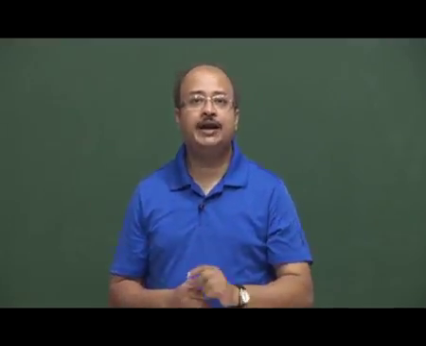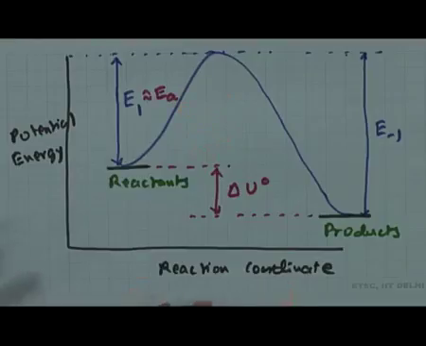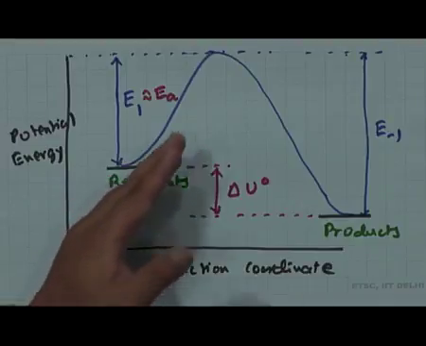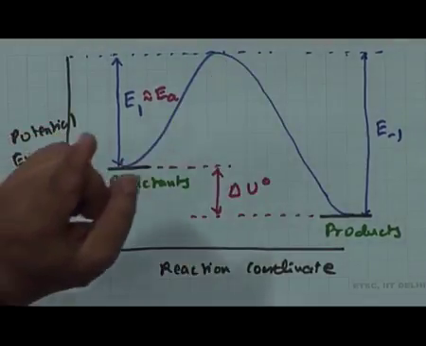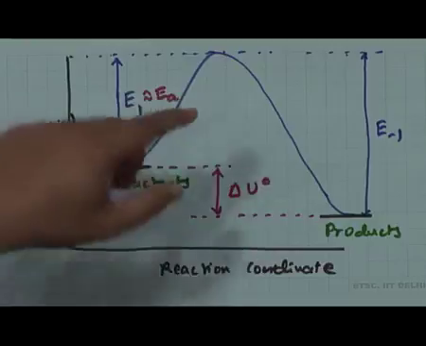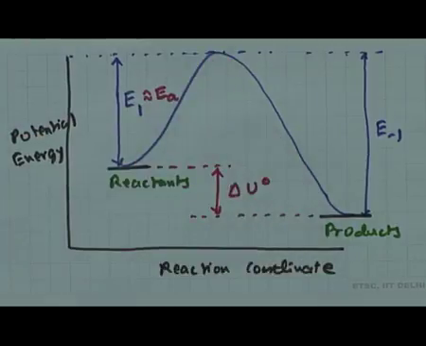But for the time being, it is enough for us to understand the bare essential features of a plot like this, where if you have to go from the reactant to the product side, you have to go up in the potential energy, go to a maximum. Once you reach the maximum, then you make a transition over to the product side. So this state out here is called the transition state.